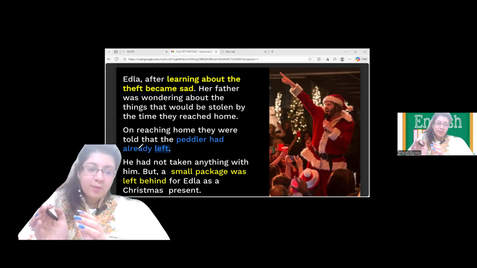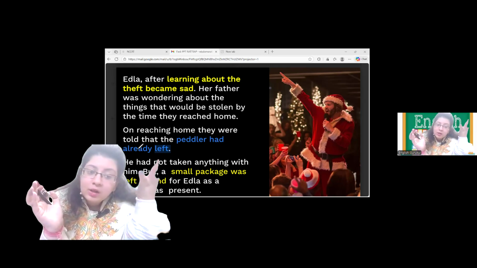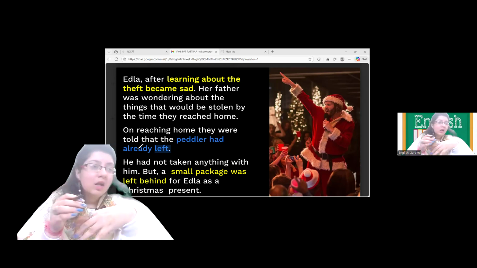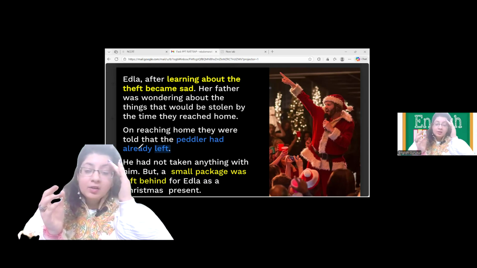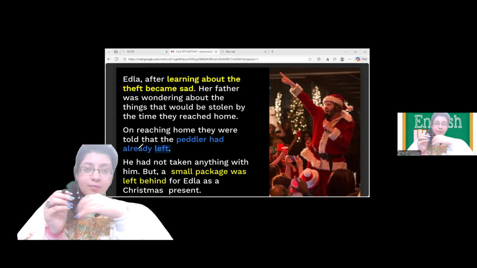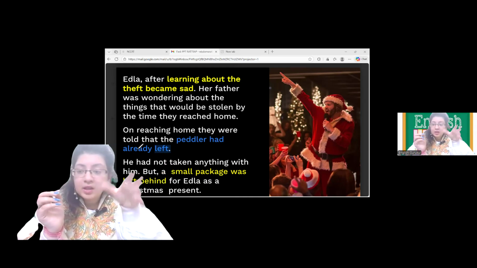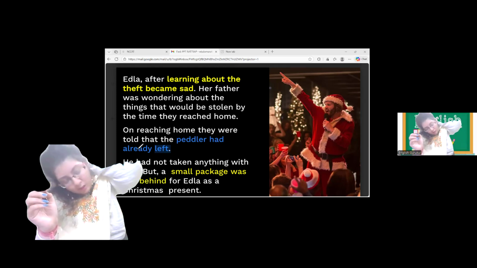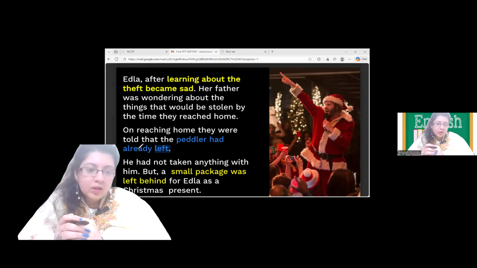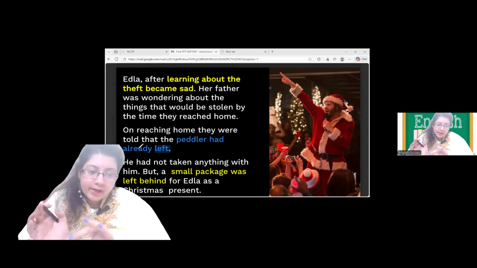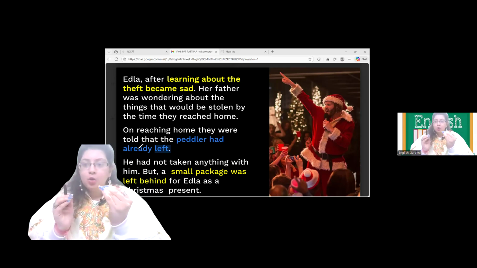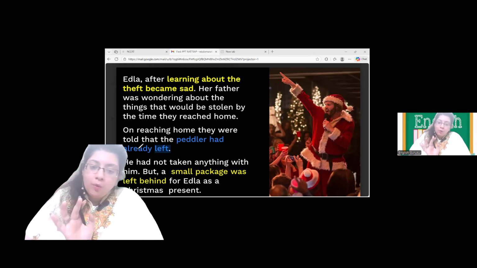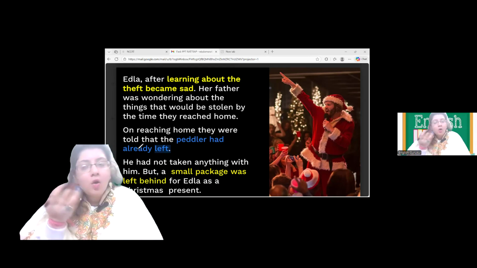But her father was wondering about the things that would have been stolen by the time they reached home. So he was worried, anxious, perplexed by the fact that what all things would have perished because of the Rattrap peddler, because he considered him to be a thief by now. So on reaching home, they were told that the peddler had already left.